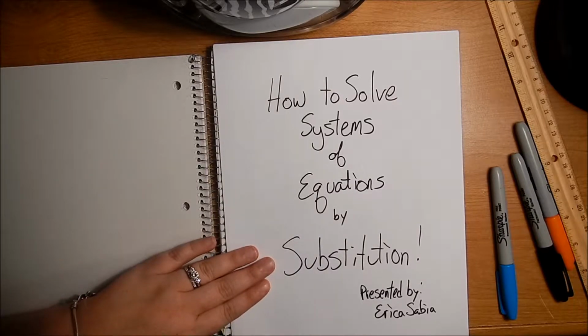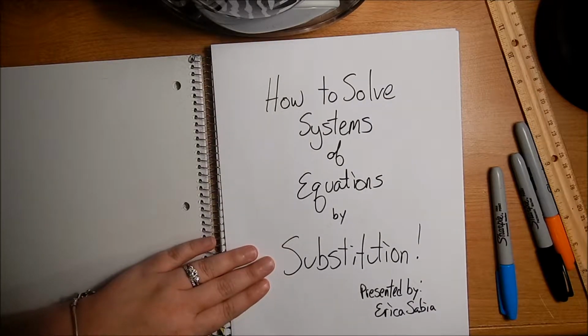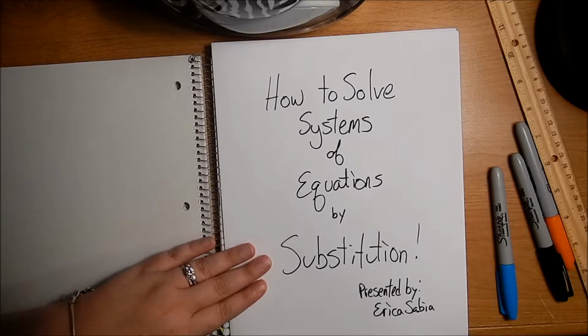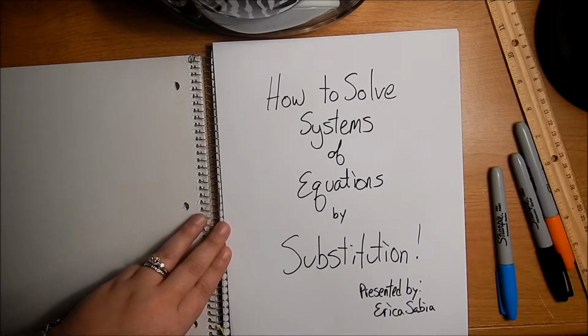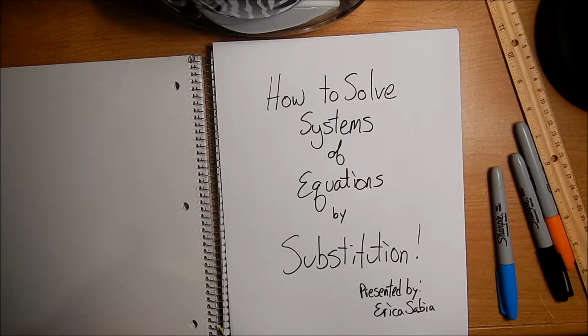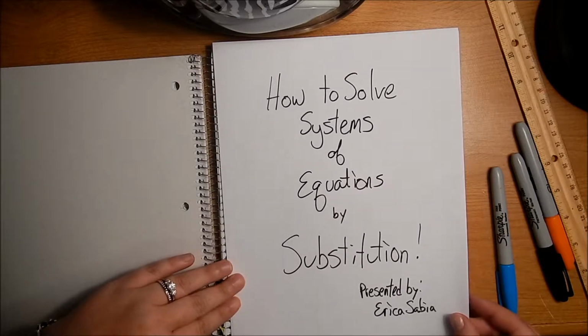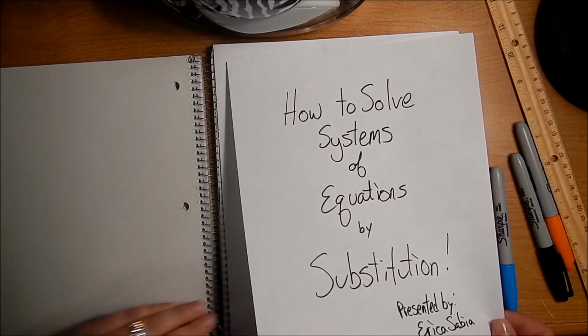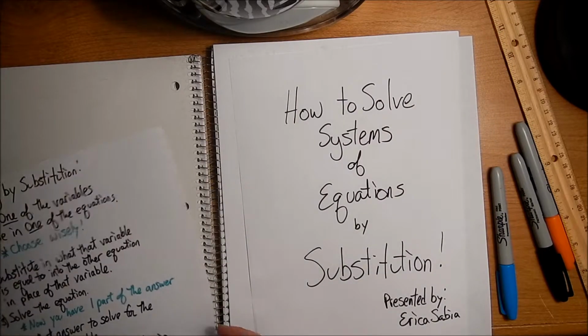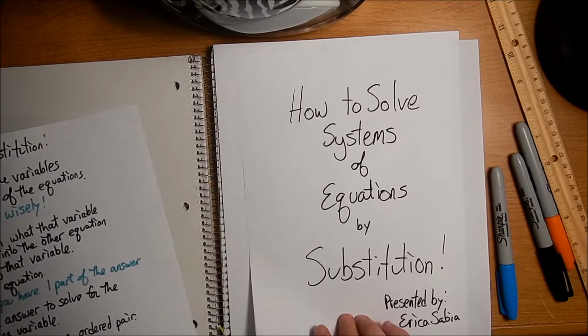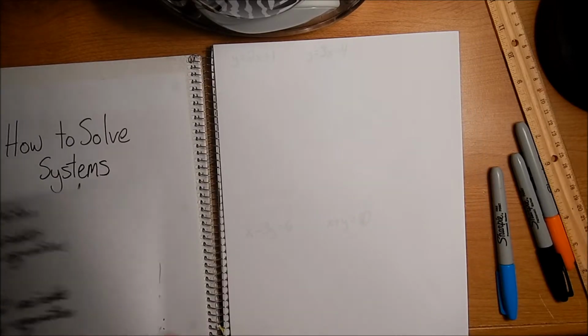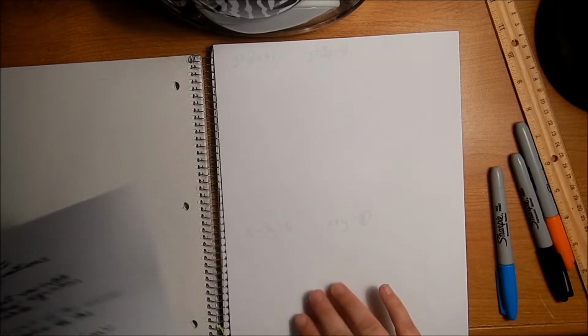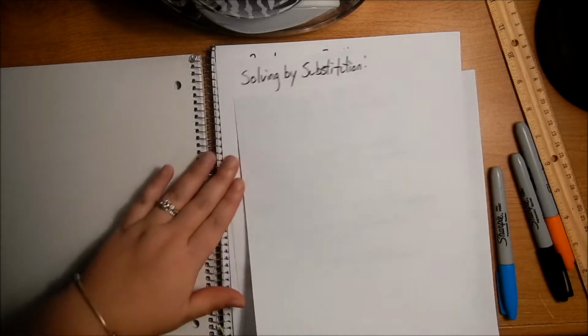Solving by substitution is one of two algebraic ways to solve a system of equations. That means I don't have to graph at all. I can just solve it using algebra, and I'll be able to get my correct answer. So first I want to go over what the steps of solving by substitution are. Let's go over them one by one.